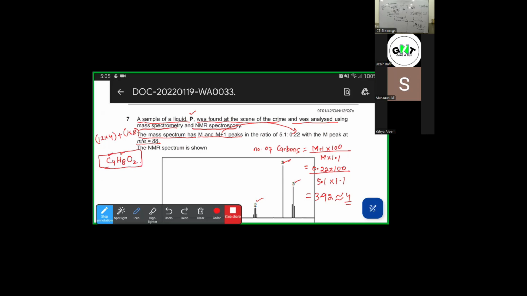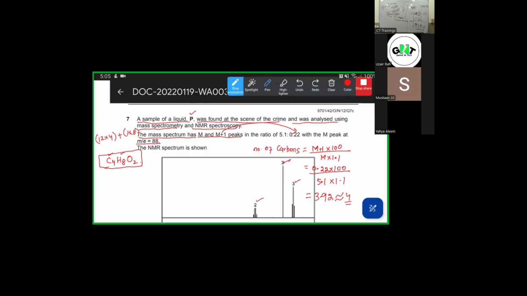Did you get it, guys? Muskan, did you get it? Yes. Okay, now it means your molecular formula is C4H8O2, by using all the information up here. Now you have to find out the structural formula. If you look up here, this is the triplet. It got the 3 peaks. This is 1, 2, 3, and 4. This is the quartet.